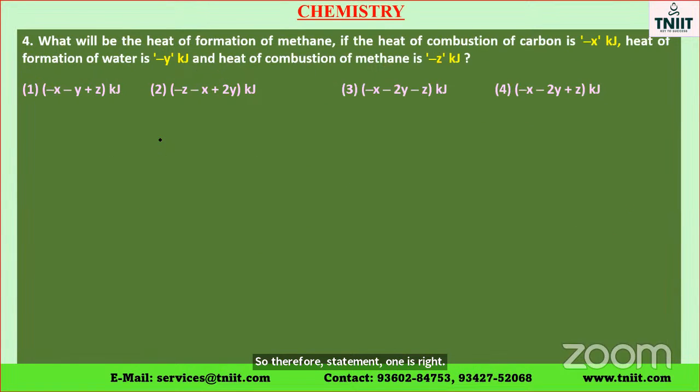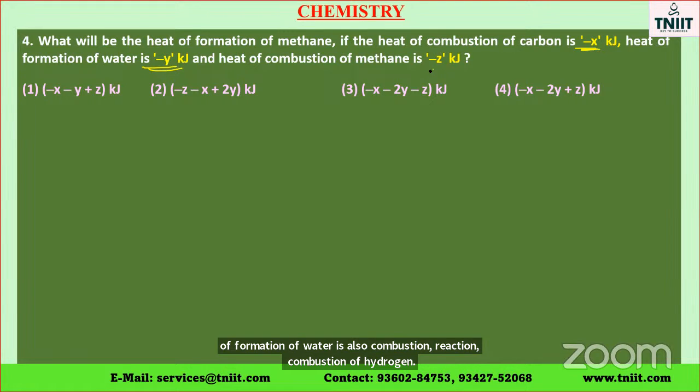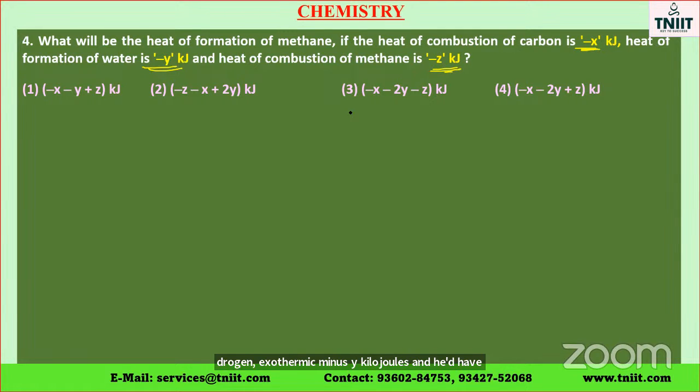The next question. What will be the heat of formation of methane if heat of combustion of carbon is minus X kilojoules? Combustion is an exothermic reaction, therefore it's minus. Heat of combustion of hydrogen, also exothermic, is minus Y kilojoules. And heat of combustion of methane is minus Z kilojoules. Combustion reactions are exothermic. So in order to prepare methane, we need carbon, we need hydrogen. Carbon and hydrogen, when we heat, we get methane.